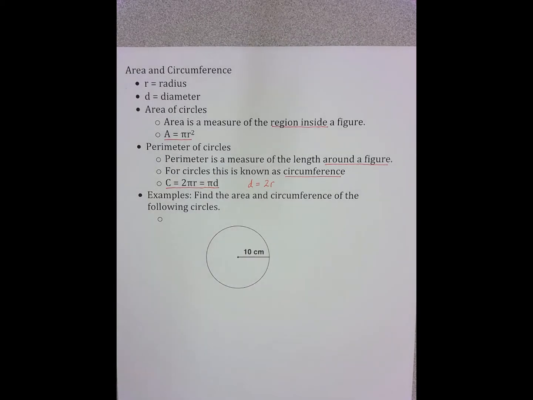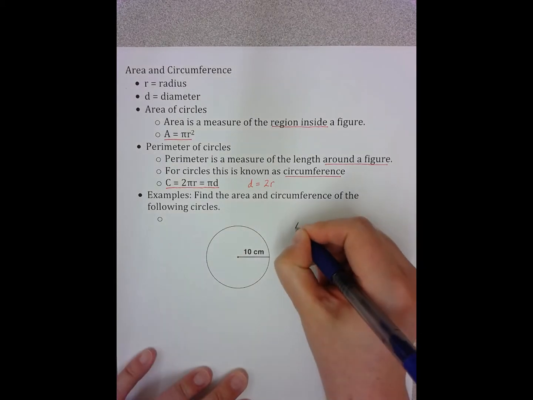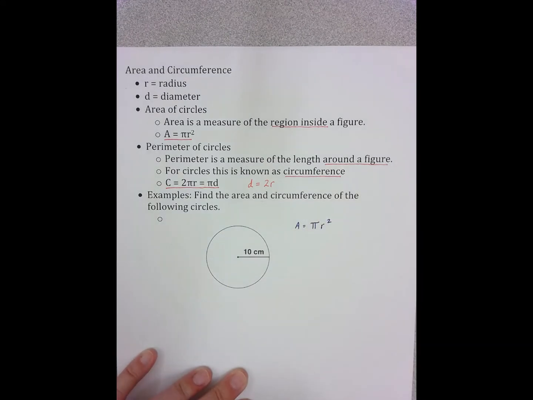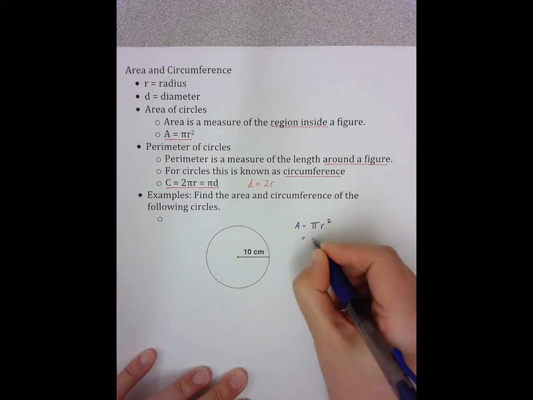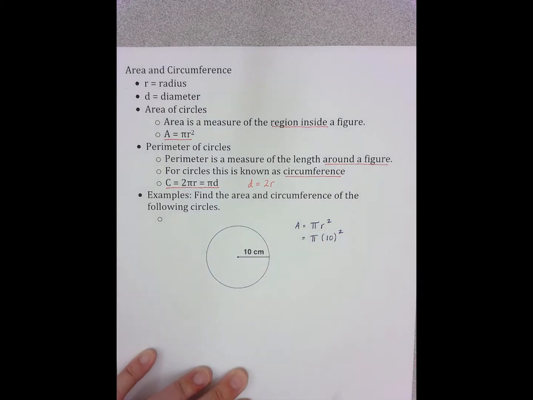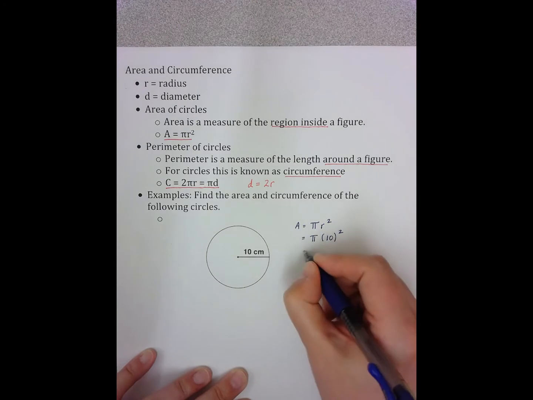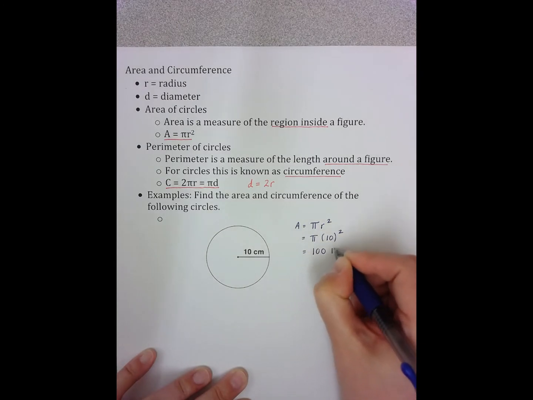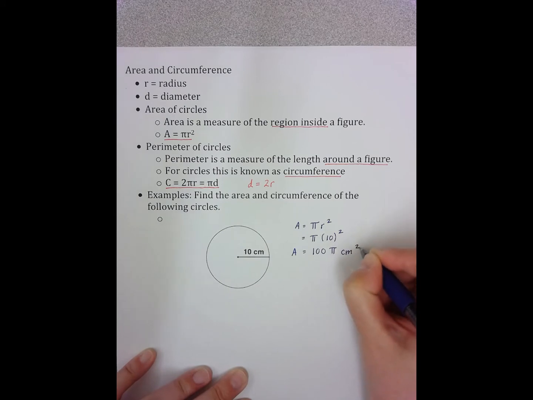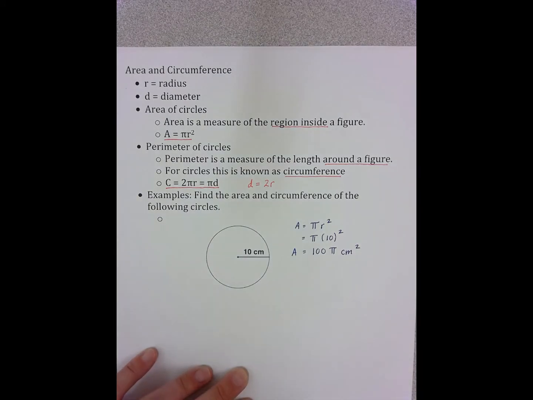In our first example, we have a circle with a radius that is given, 10 centimeters. I'm first going to find the area. I start by writing my formula, pi r squared. I then substitute 10 for r. I then simplify, and I get 100 pi centimeters squared. Now this is an exact answer, which is why I use an equal sign.